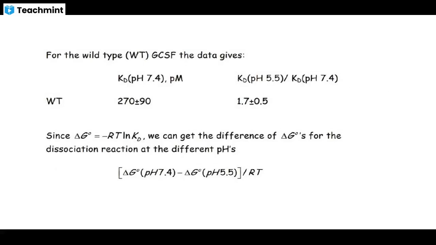For a wild type ligand, the KD at 7.4 is higher, and here at 5.5 it is 0.5. Since delta G equals minus RT ln KD, we get the difference of delta G for the dissociation reaction at the different pH. Using this relation, if you know the KD, you can know the delta G.